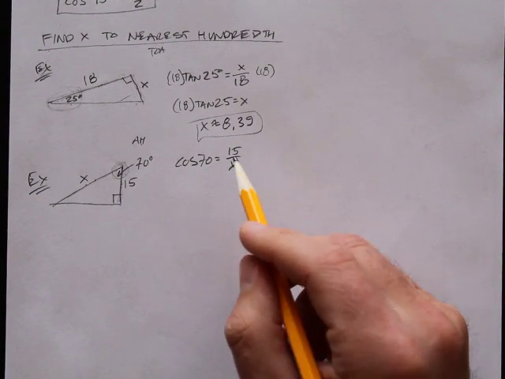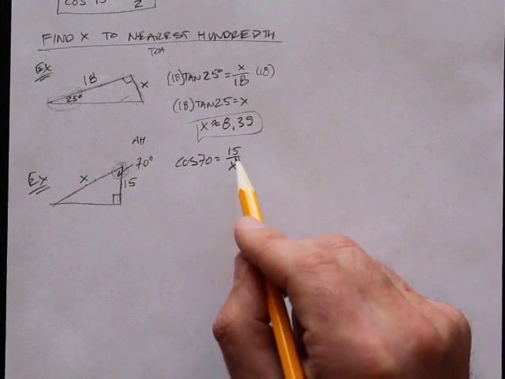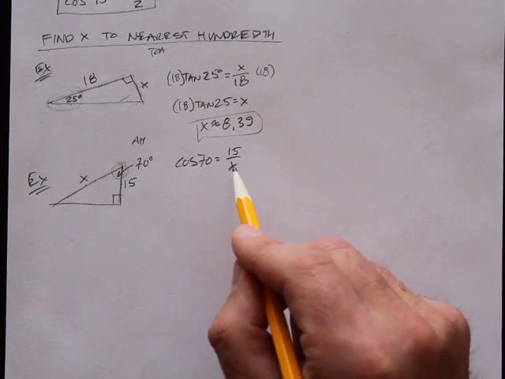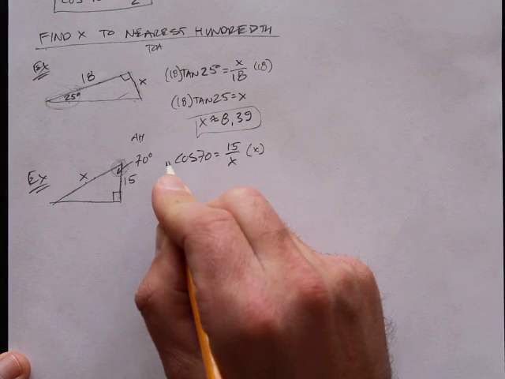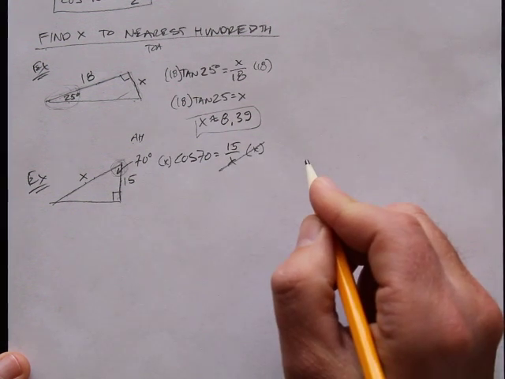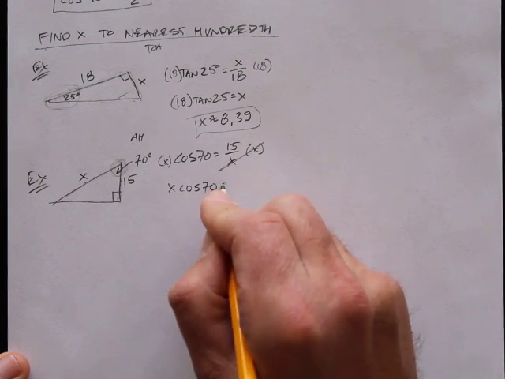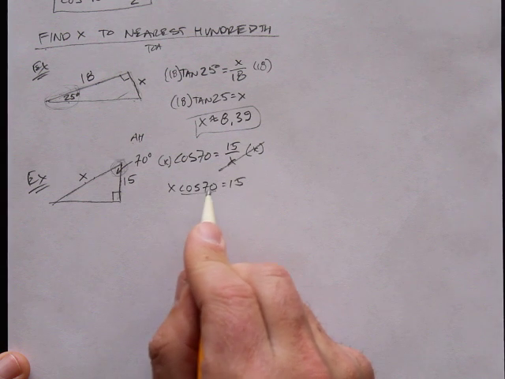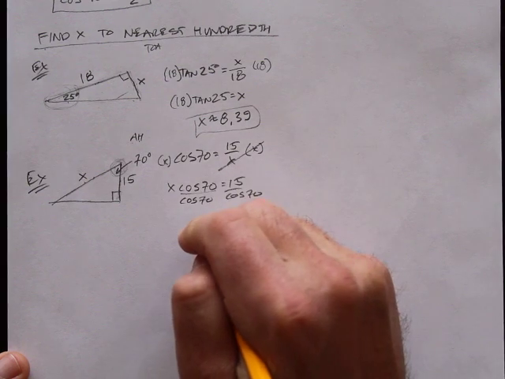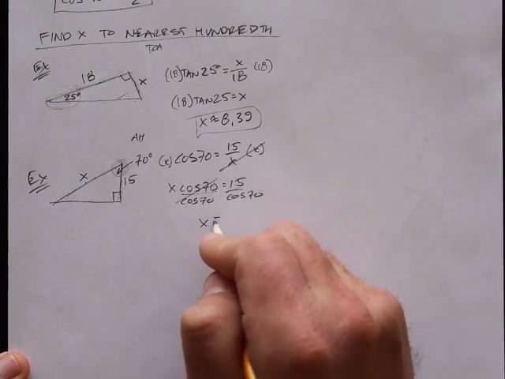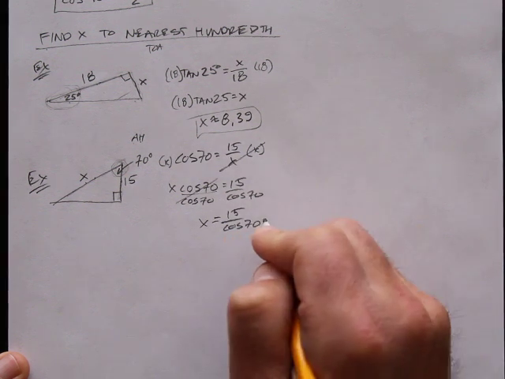Now this gets a little bit messy. I can't multiply both sides by 15 to get that x by itself, because the x would still be in the denominator. So what I need to do is multiply both sides by x, and so those x's go away. And so now I have x times cosine of 70 degrees equals 15. And now I just need to divide both sides by the cosine of 70. And so now I have x equals 15 over the cosine of 70 degrees.